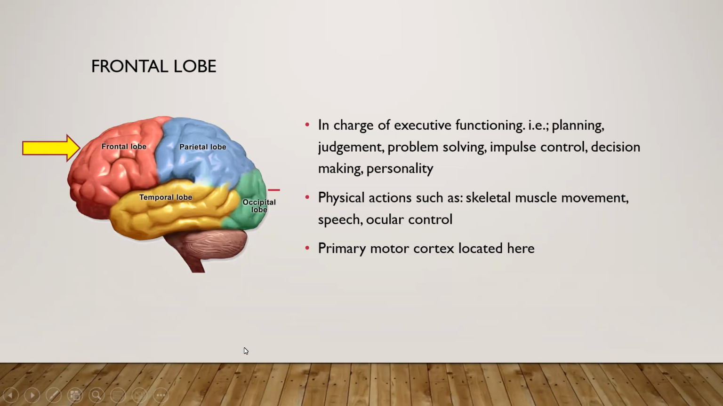So the different lobes of the hemisphere, we're going to start with the frontal lobe. This is in charge of executive functioning, such as our judgment, our planning, problem solving, impulse control, decision making. It even helps make up our personality. This lobe also controls physical actions such as skeletal muscle movement, our speech, our ocular control. This is the area where the primary motor cortex is located.